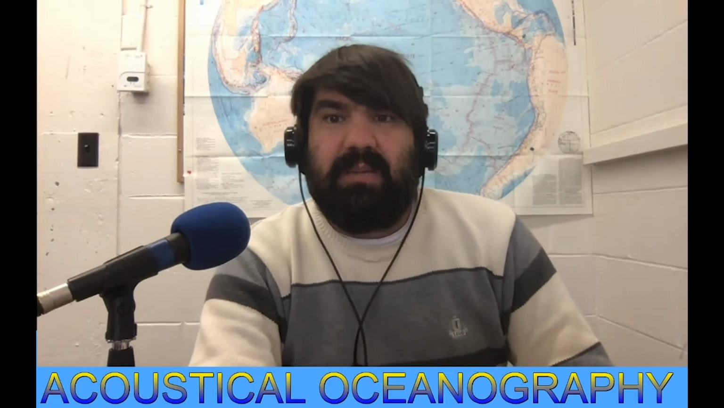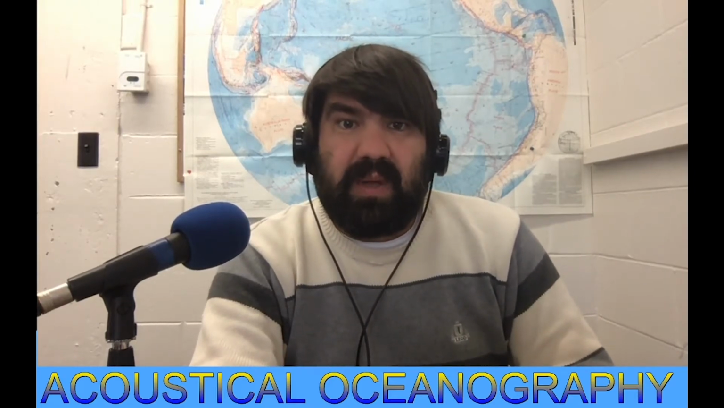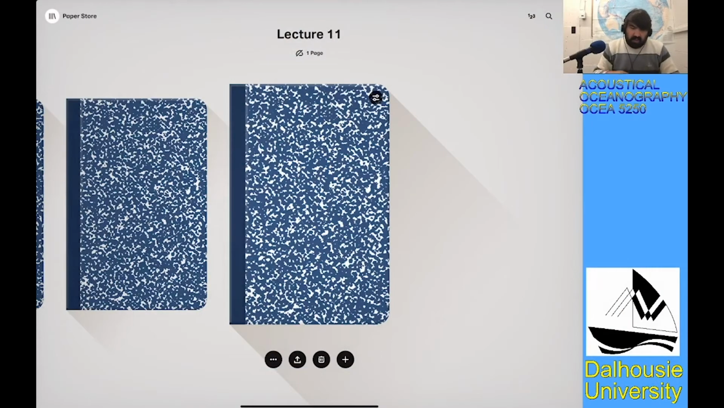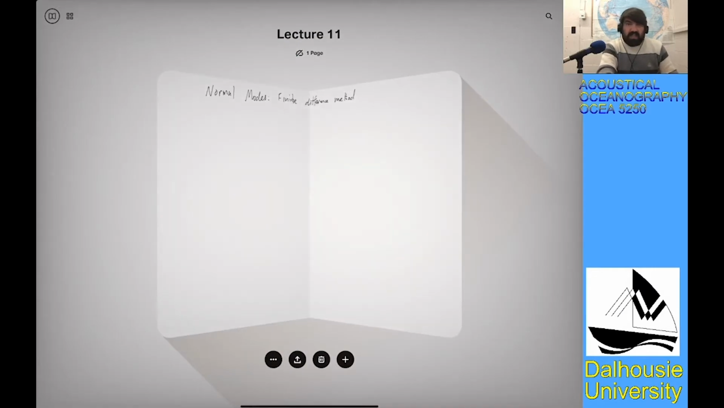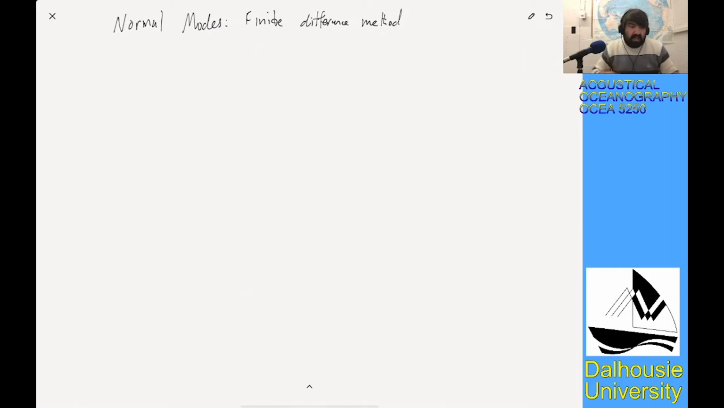Okay, we're going to keep talking about normal modes this time, but we're just going to use a numerical method. We're going to use the method of finite difference to really dig into range-dependent problems, at least approximately. But before we do that, I just want to summarize conceptually, very hand-wavingly, what we've done so far.